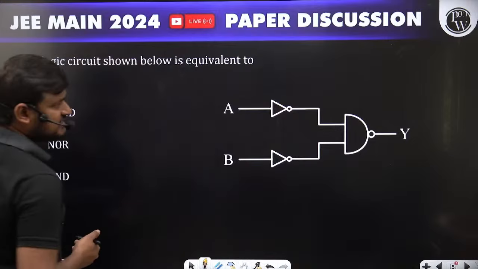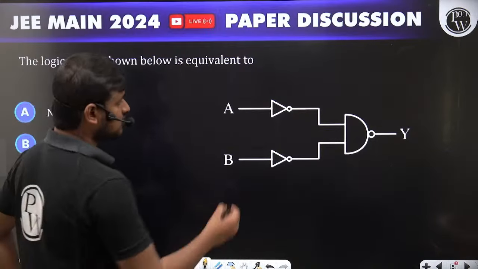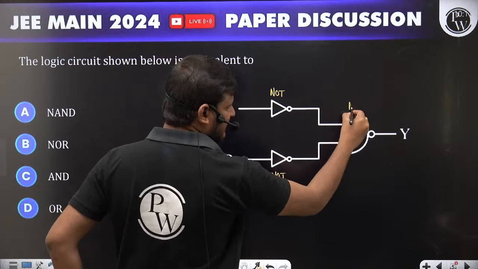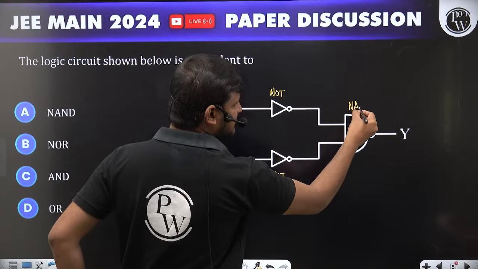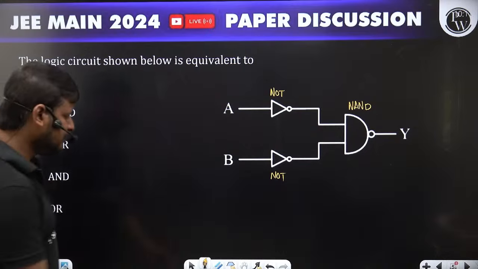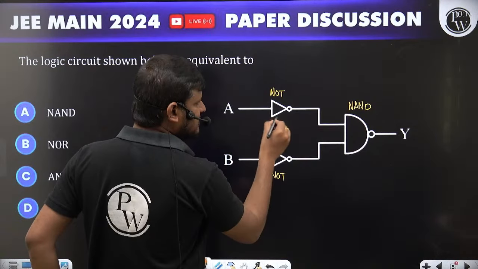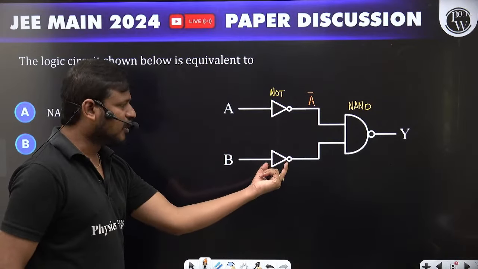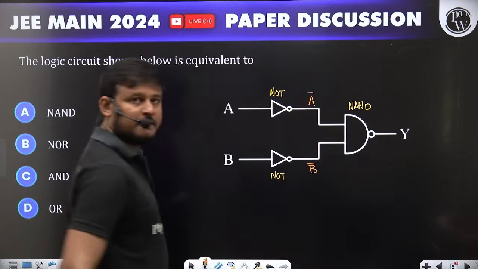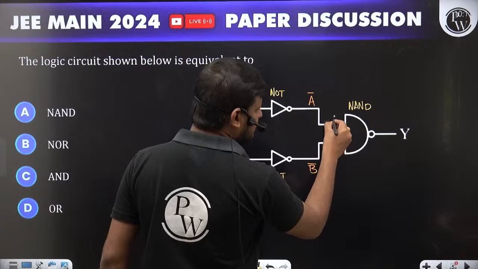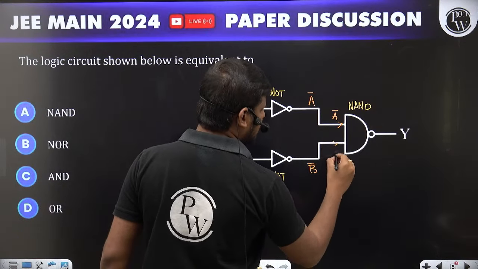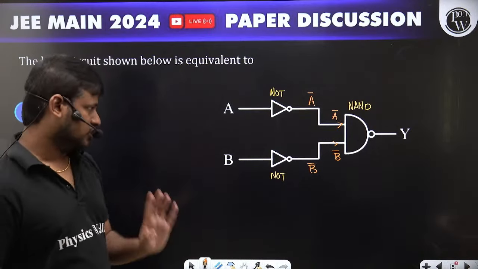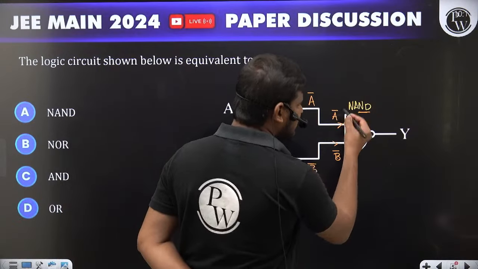Chalo. So analyze this circuit first. What are the different gates that are given? This is the NOT gate, and this is also the NOT gate, and this is NAND gate. This is AND and this is NOT. So overall, it's a NAND gate. Now, the input here is A. So A NOT, which is A bar, right? Here B is the input and here is the NOT gate, so we get output as B bar. So now A bar is going as input to the NAND gate, B bar is going as input to the NAND gate. From here A bar, from here B bar are the inputs, right? Chal. Now, first do the AND part, then keep NOT.